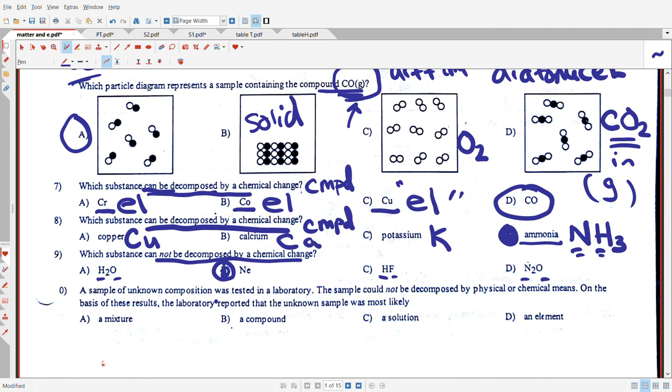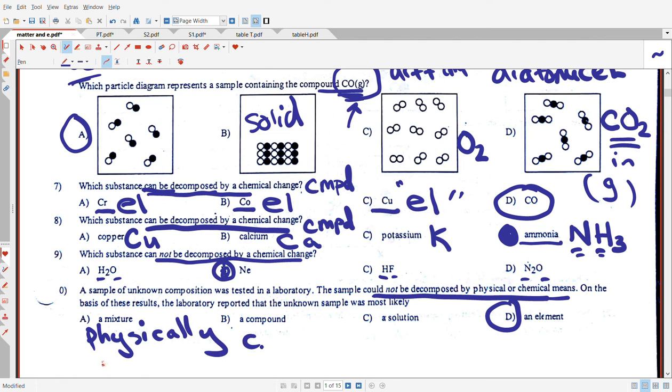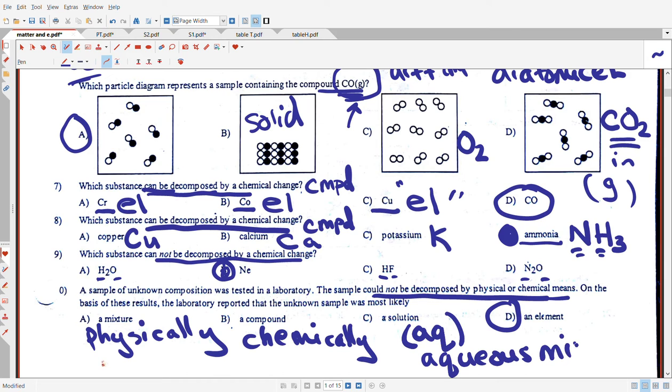A sample of an unknown composition was tested. The sample could not be decomposed by physical or chemical means. That's the definition of an element. Now, mixtures are physically combined. Compound is chemically combined substances. And a solution, usually you look for AQ, which means in water or aqueous. So when you see a solution, it's a mixture. And you want to look for AQ instead of a little subscript S, L, or G for solid, liquid, or gas. Instead of that, you will see AQ.